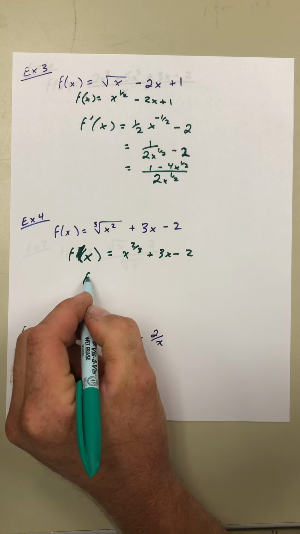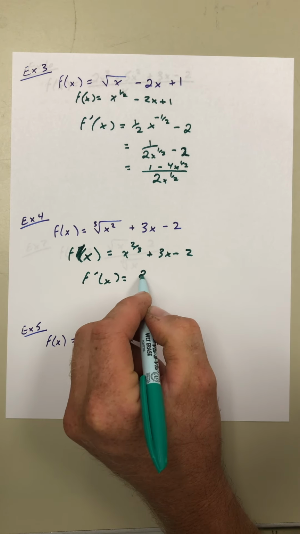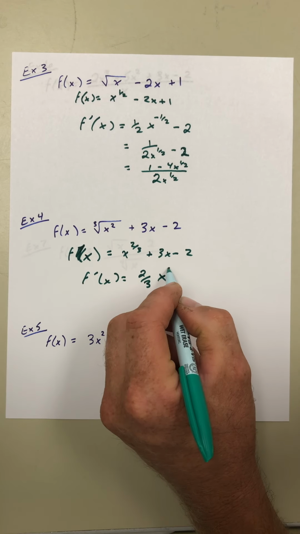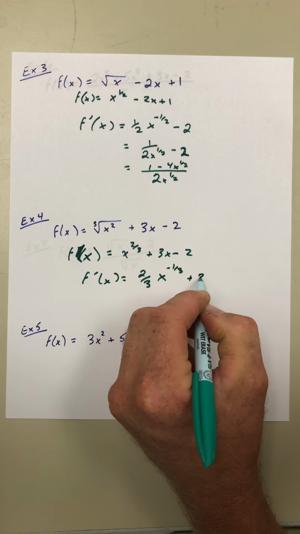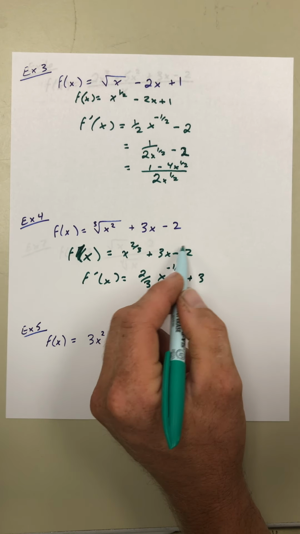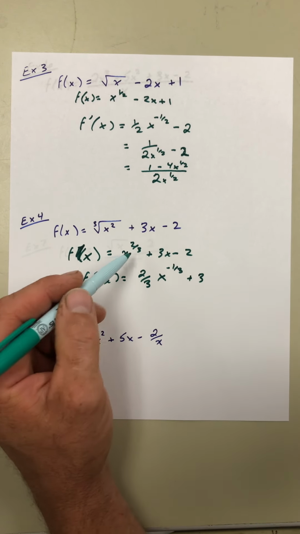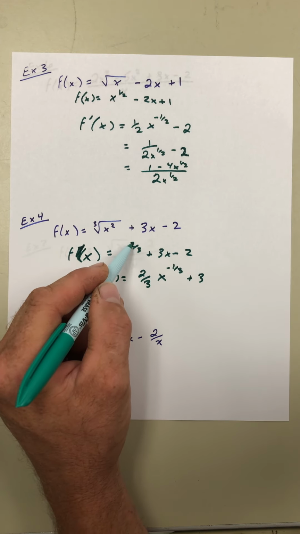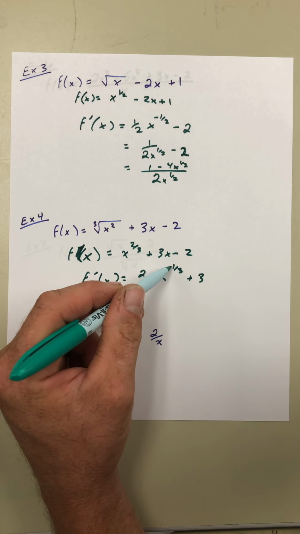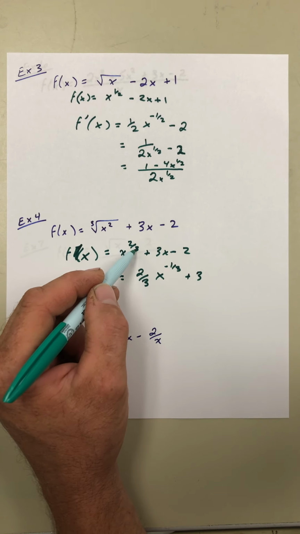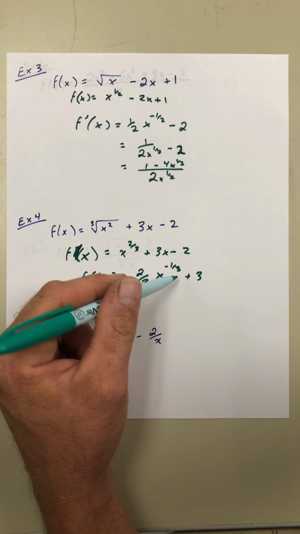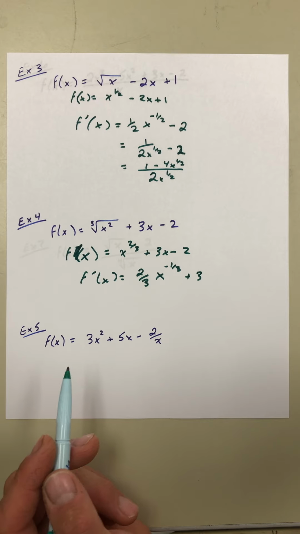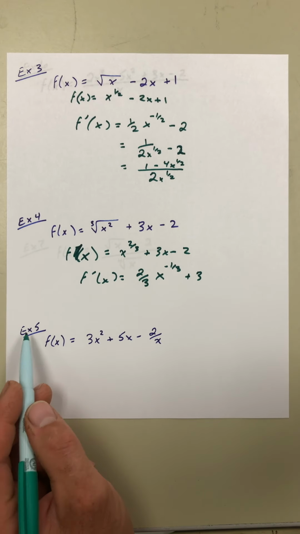3x minus 2, our derivative then is going to be 2/3 x, decreasing this by 1. 2/3 minus 1 gives us a negative 1/3. Plus 3, derivative of 3x is 3, derivative of negative 2 is 0. A quick way of being able to find what this value is, if you take the numerator minus the denominator, that'll give you the new numerator. 2 minus 3 gives you negative 1 over the denominator of 3. Just a quick way of doing that if you forget how to subtract 1 from a fraction.